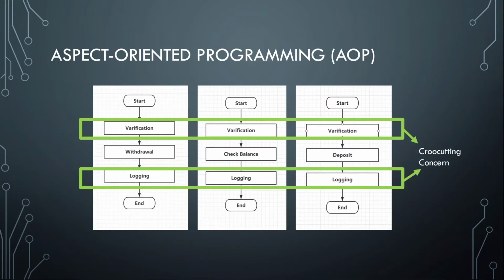Here is an example. Withdraw, check balance, and deposit are the most common services in the bank system. Before these services, the system needs to do the verification, and after these services, the system needs to do the logging. Verification and logging are called cross-cutting concerns.